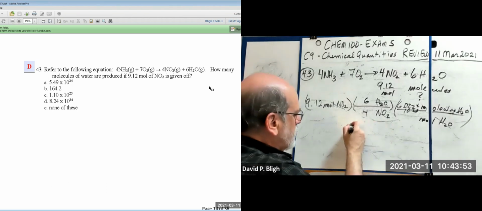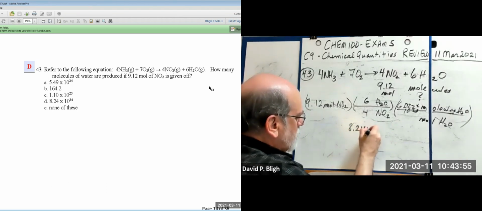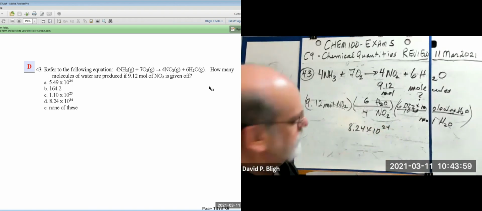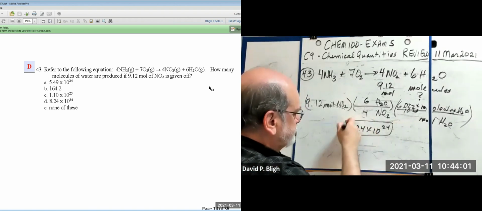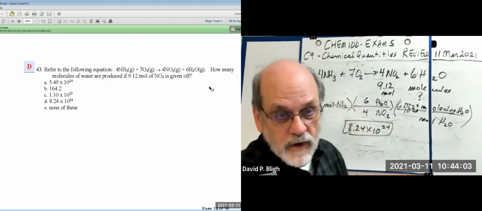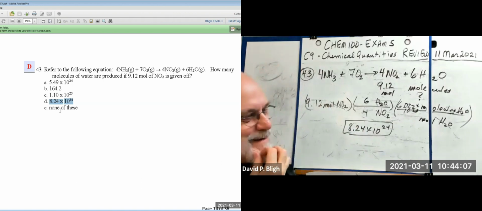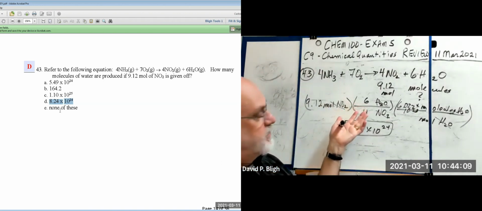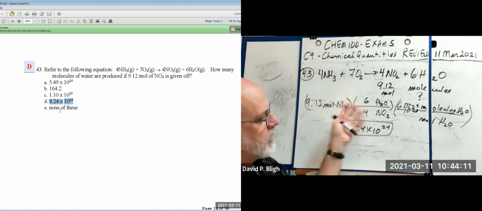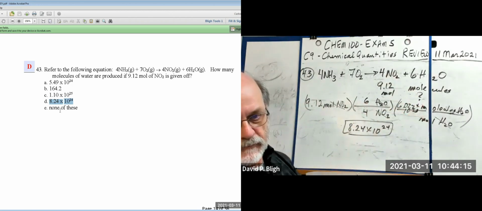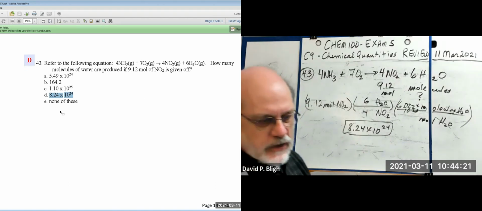Is that right? Yeah. Let's see if that's one of them. There it is right there, D. Okay? You don't have to do it in one step. You can find out how many moles of water and then go to the next step and do molecules. I just want to do it all at once. So I did a chained conversion.